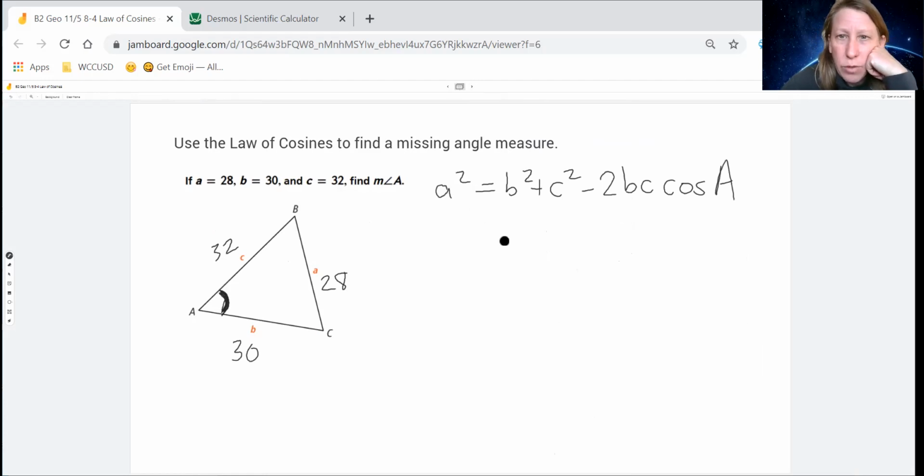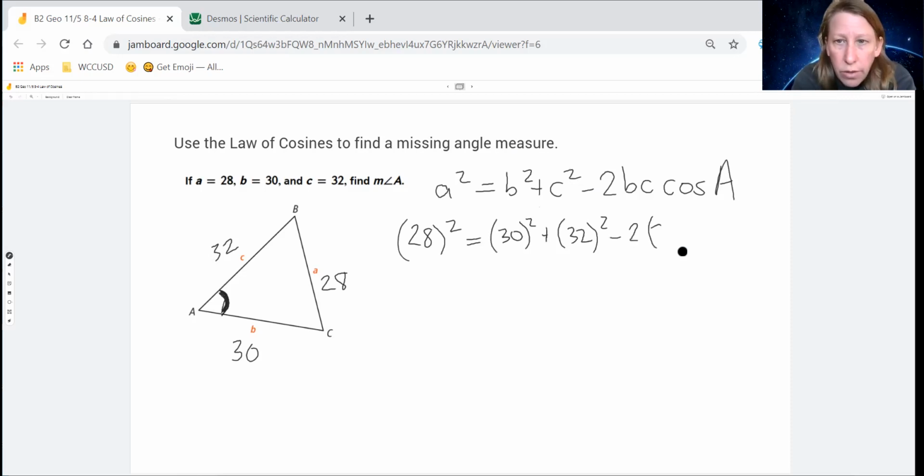If you're trying to memorize the formula, there are a few tricks. One, A and A, they're on either side of the formula. Also, this part is really related to the Pythagorean theorem, the right triangle theorem. Also, this part you just kind of have to memorize. So I'm going to plug in the numbers. 28 squared is equal to 30 squared plus 32 squared minus 2 times 30 times 32 times the cosine of A, which I don't know.